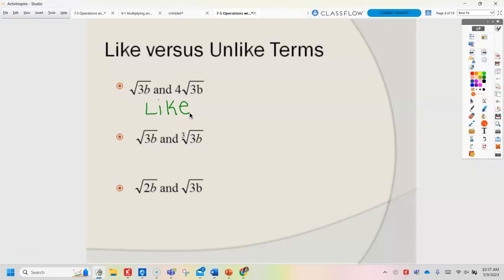Is the index the same in example 2? Are a square root and a cube root the same? No. So this is a square root, this is a cube root. Therefore, unlike terms. They cannot be added together.